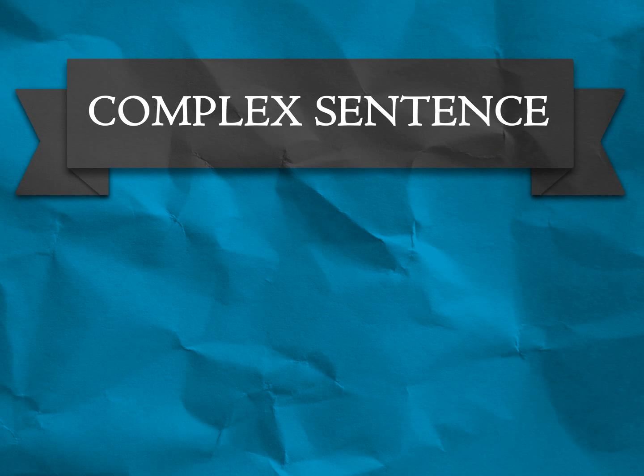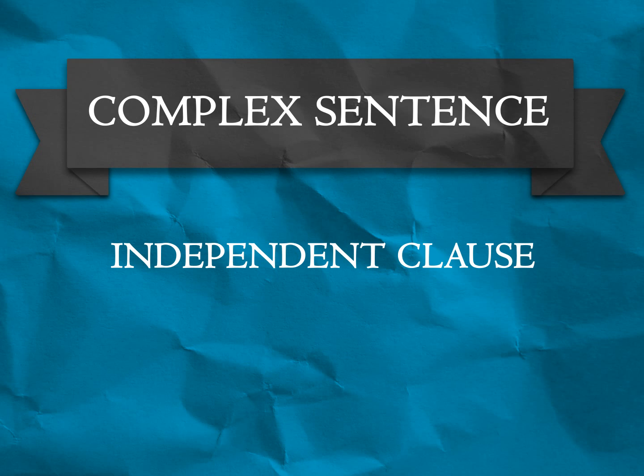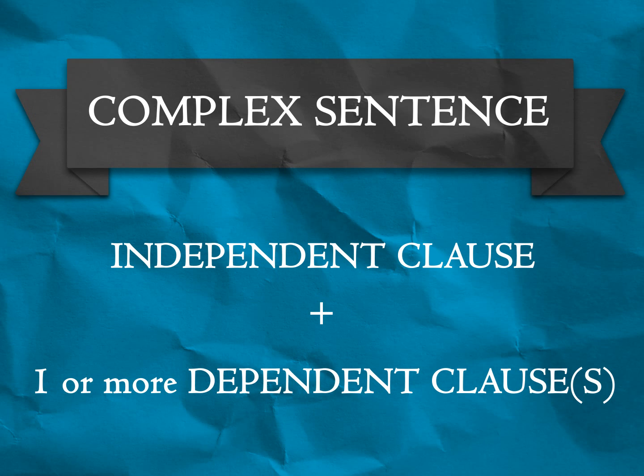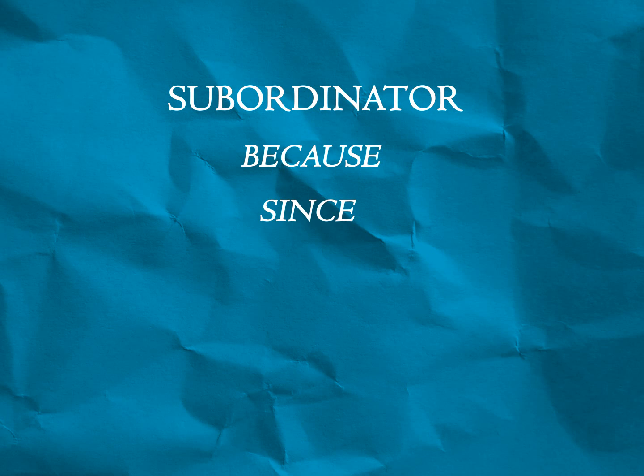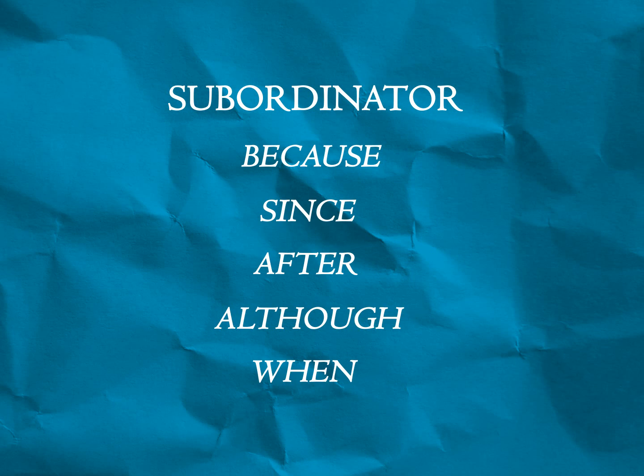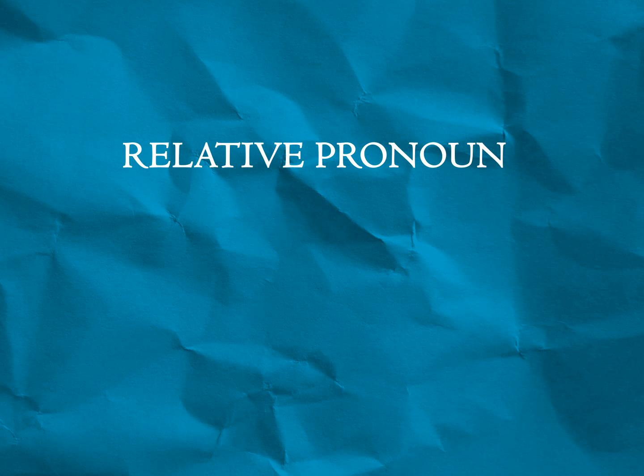Complex sentences are constructed by joining an independent clause with one or more dependent clauses. You combine them by using a subordinator, like because, since, after, although, or when, and possibly a relative pronoun like that, who, or which.